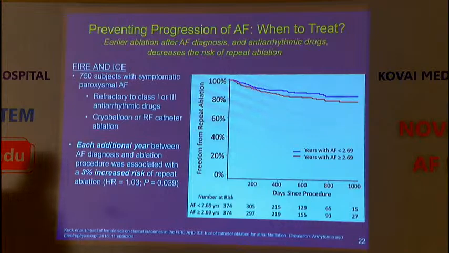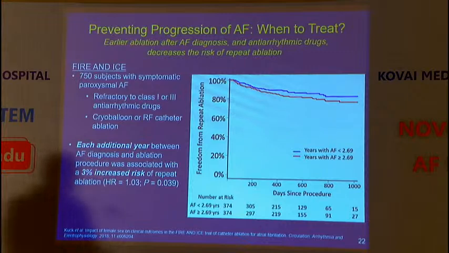So another one is FIRE and ICE, where they compare radiofrequency ablation and cryoablation as a strategy for managing these patients with atrial fibrillation. In this study also, you see here, each additional year between AF diagnosis and ablation procedure was associated with a 3% increased risk of repeat ablation. So the more you postpone the ablation, the higher the chance that the patient is progressing towards a persistent or permanent form. Not only that, you ultimately end up doing an ablation, but the patient is going to come back more often if you do it later.